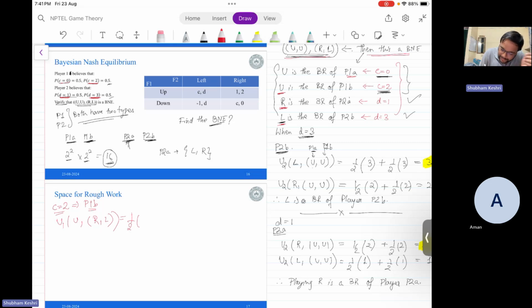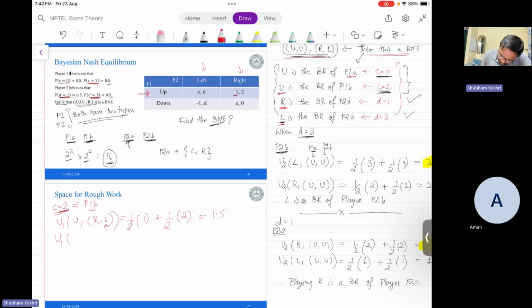You see, he is playing up and player 2A is playing right. When player 2 is playing right, his utility is 1. And half of the time he is playing up, player 2B, so this is player 2B, is playing left. He is getting a utility of C, which is 2. So this will come out to be 1 plus 0.5, 1.5.